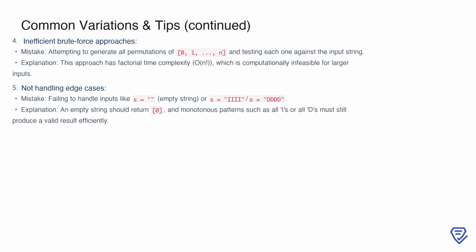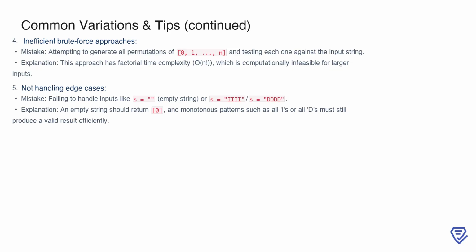Another pitfall is relying on inefficient brute force methods. Generating all permutations of 0, 1, ..., n and checking each one against the input pattern is not practical. This approach has factorial time complexity, which quickly becomes computationally infeasible as n grows. It's crucial to adopt more efficient strategies.